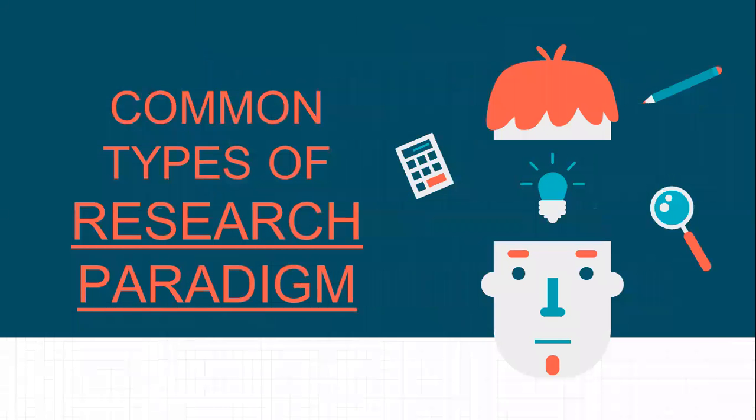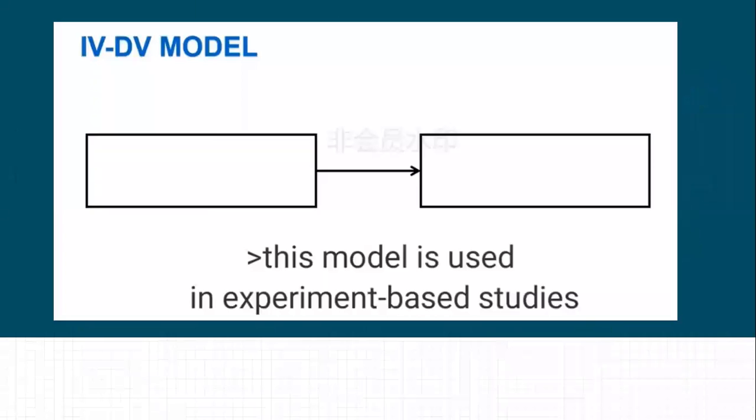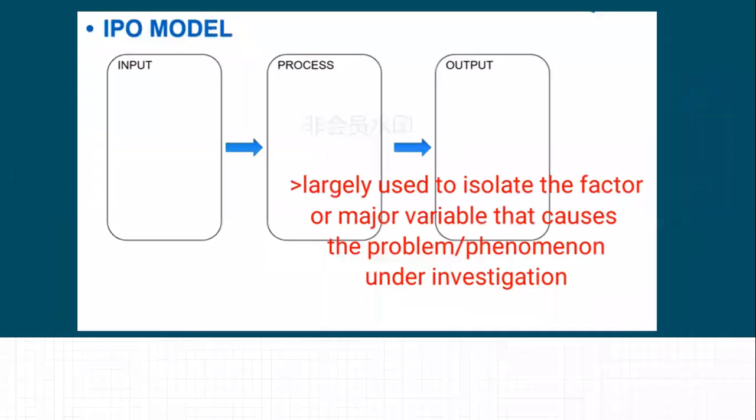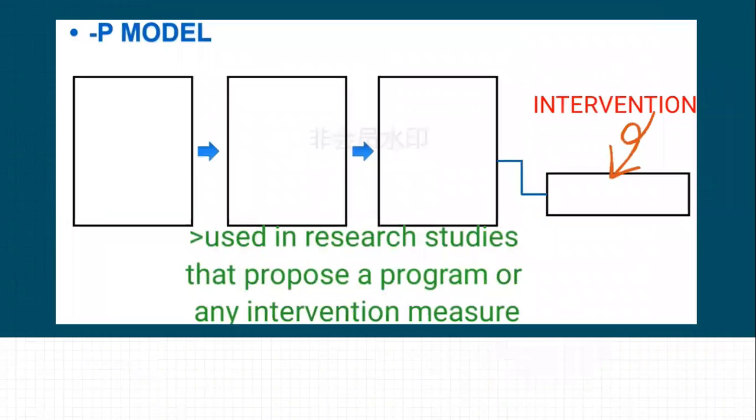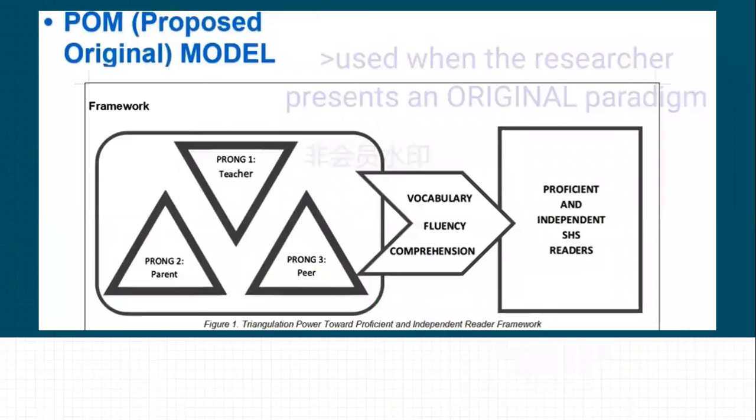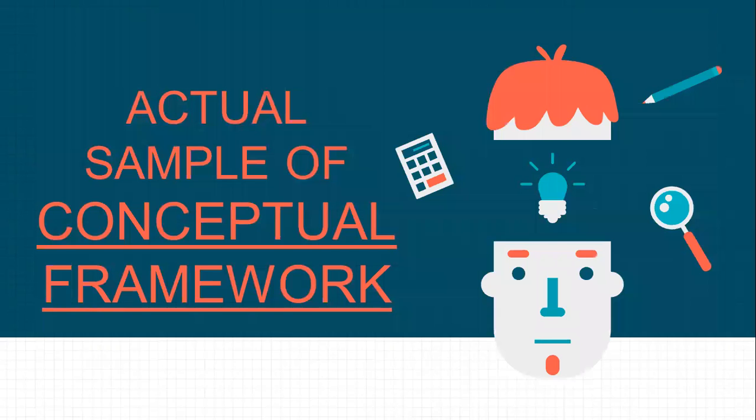We have also here common types of research paradigm. I will not discuss this further. We have the IV-DV model, number 2, the IPO model, 3, predictor criterion model, and then the POM or the proposed original model.